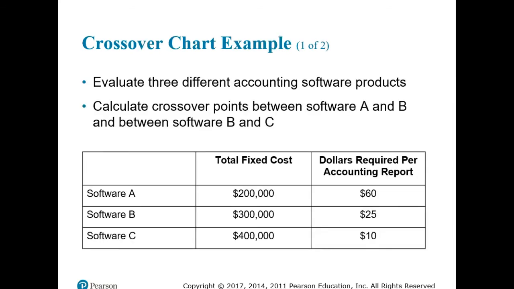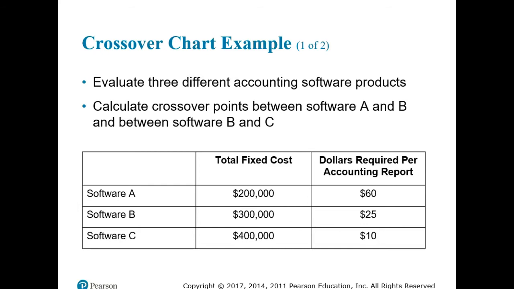Now, crossover charts represent the only real math here in Chapter 7. In the example on this slide, Clever Enterprises would like to evaluate three accounting software products: A, B, and C, to support changes in its internal accounting processes. The resulting processes will have a cost structure similar to that shown here in Figure 7.3. The costs of the software for these processes are listed right here in our table.